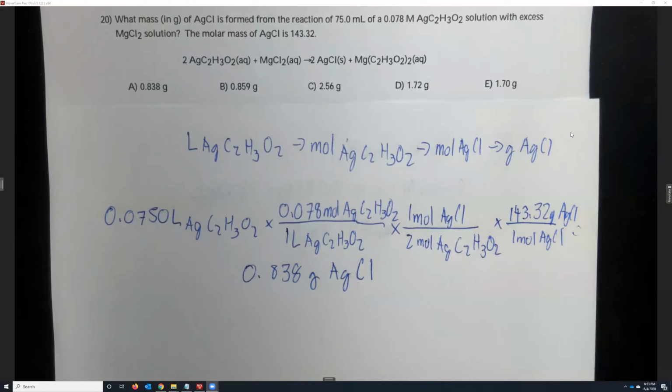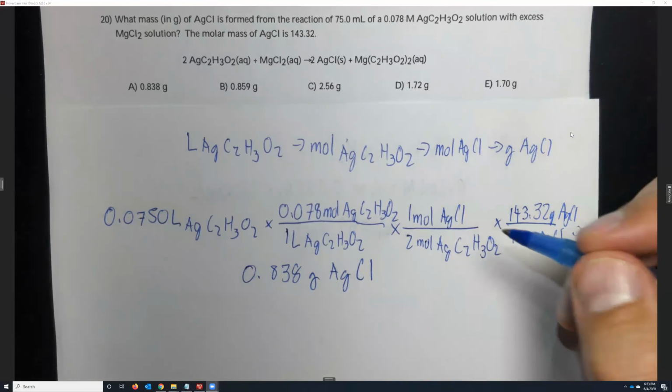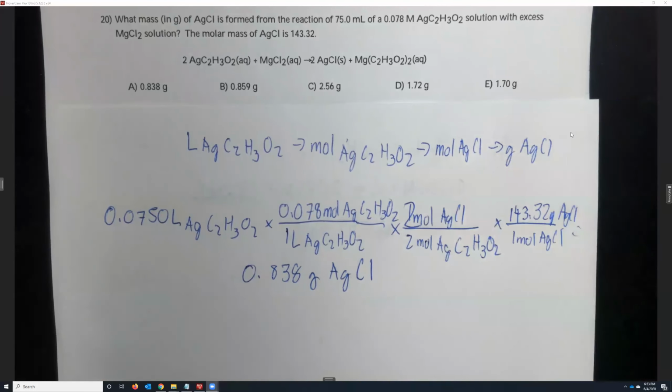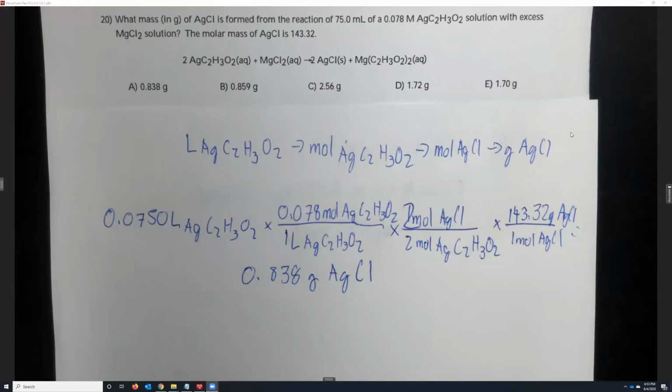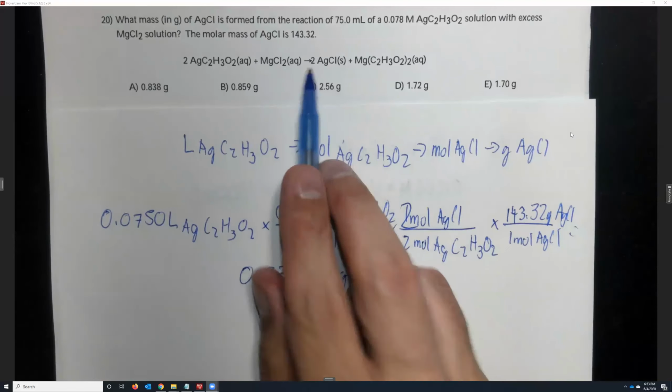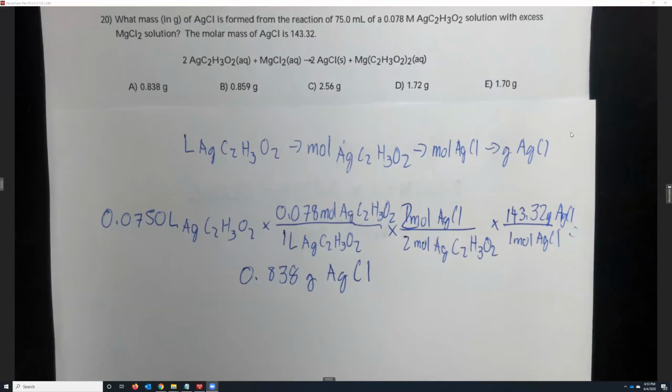Does anybody have any questions? I have a question. Sure. So for this one, how come it's not 1-to-1 with the AgCl and the AgC2H3O2? Good question. It's not 1-to-1. It's 2-to-2, isn't it? I just made a mistake. Okay. All right. Yeah, it's 2-to-2. This should be 2 here because there's a 2 there. Thank you for pointing that out.